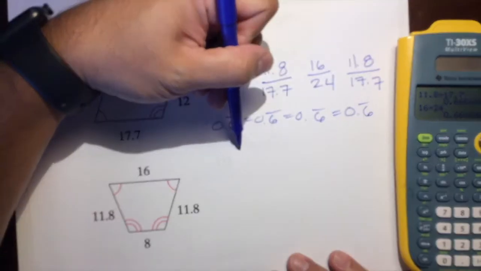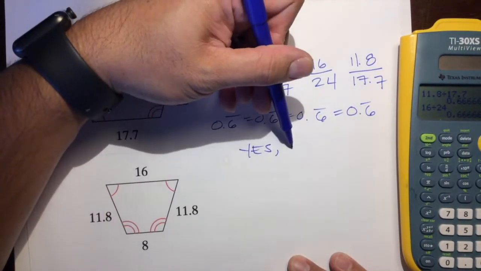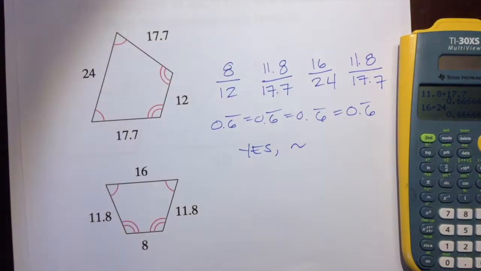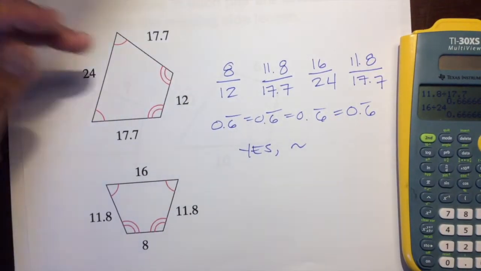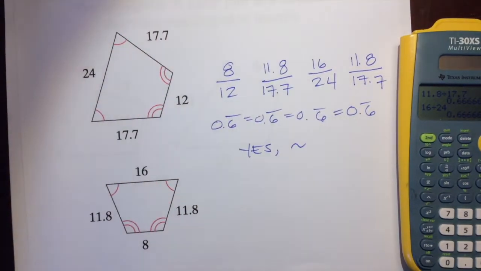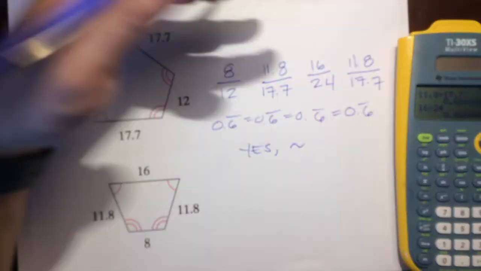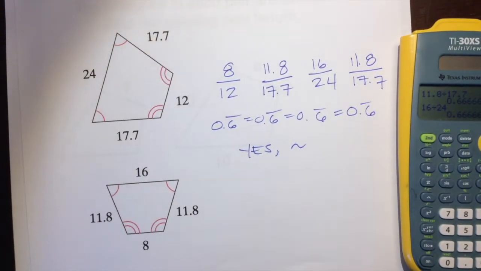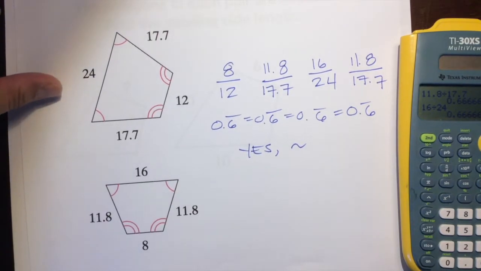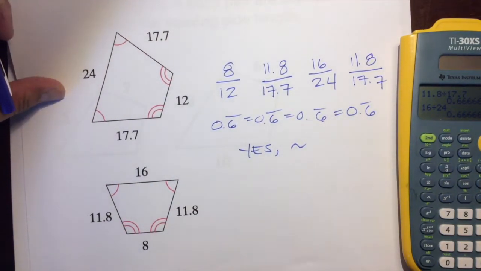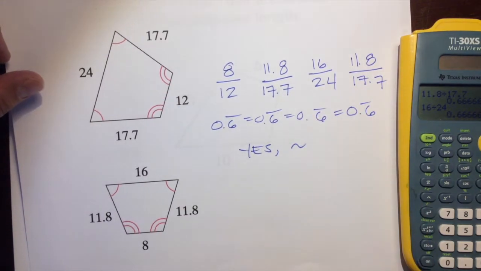So yes, similar, because they are all proportional. All right, look at that. If you did 12 over 8, make sure you did 17.7 over 11.8, 24 over 16, and they still would be all proportional. All right, so that's how you determine whether two shapes are similar.